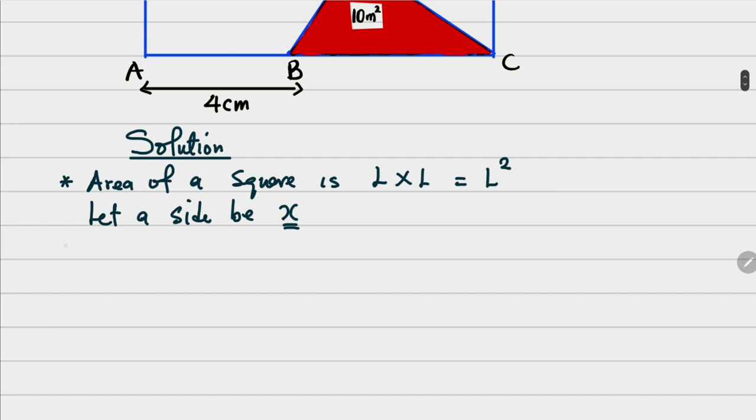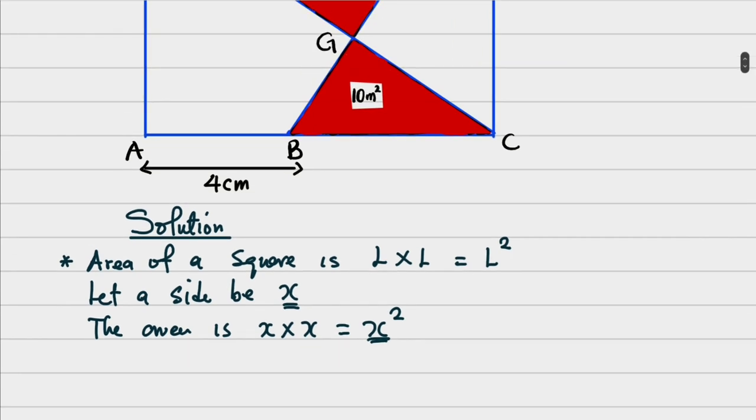Now, of course, we can say the area is x times x, which is going to be x squared. So if we can find the value of x, which is the length of a side, then we can find the area of the shape or the square.